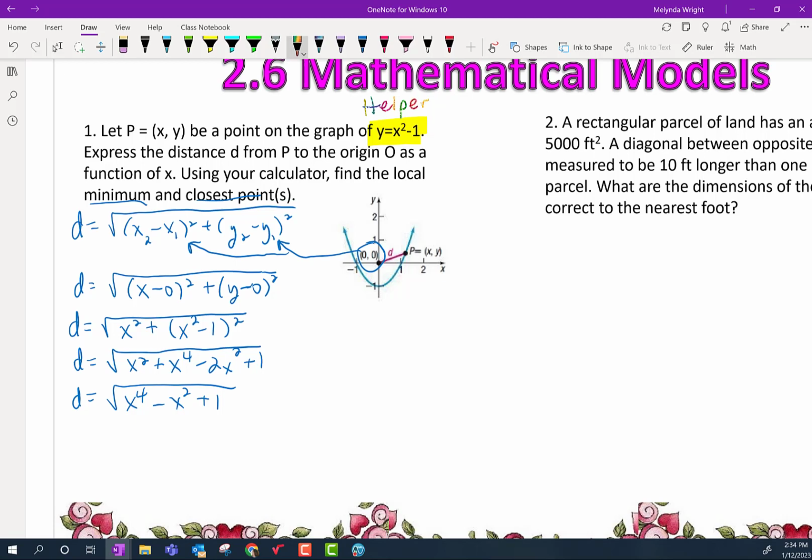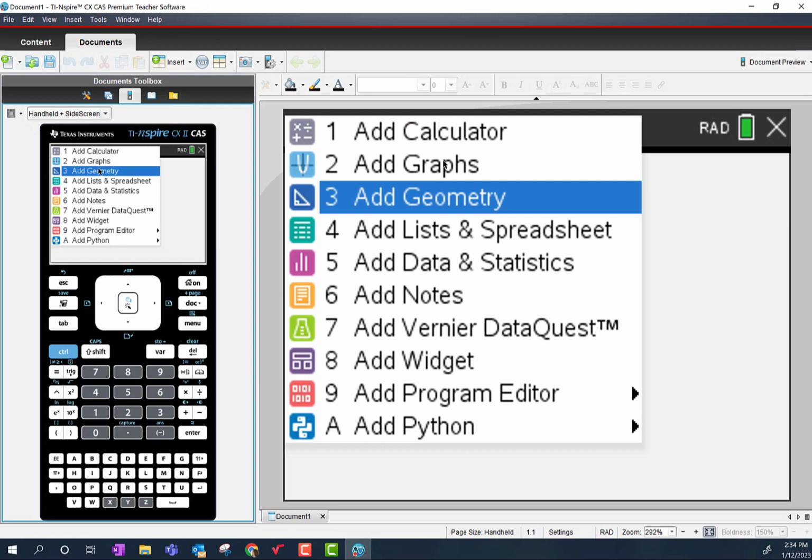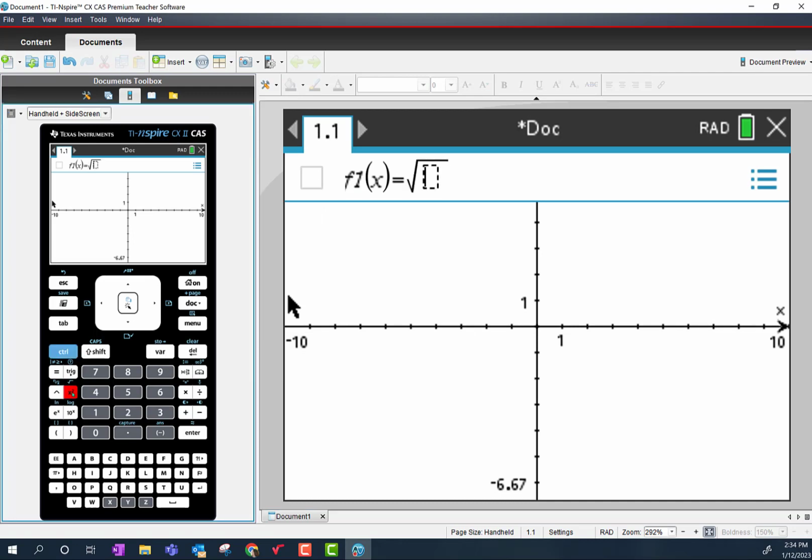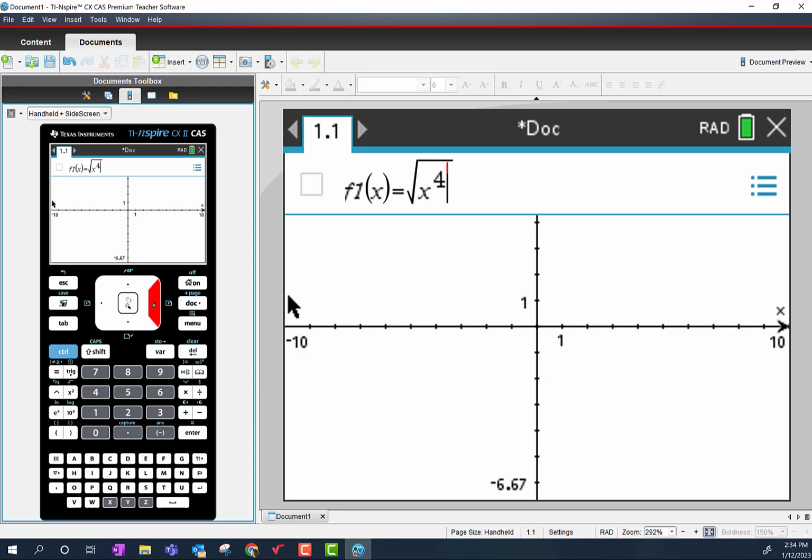Okay. So let's go to our calculator. Let me pull up my calculator, and I need to be in the graphing part. The square root, where is it? Second. There it is down there. Square root. And so we've got x to the fourth, and then minus x squared, and then plus 1, and that's our equation that we're going to graph.